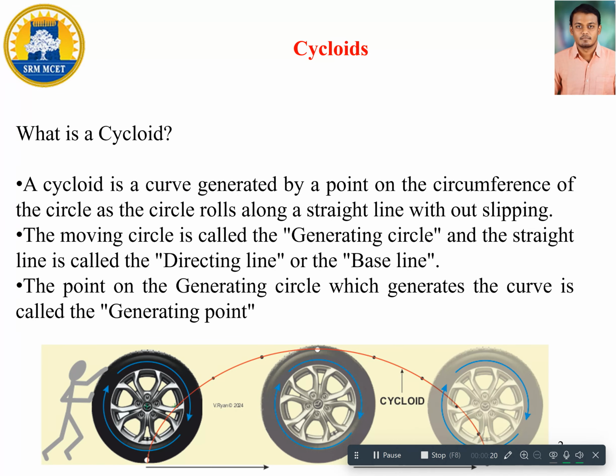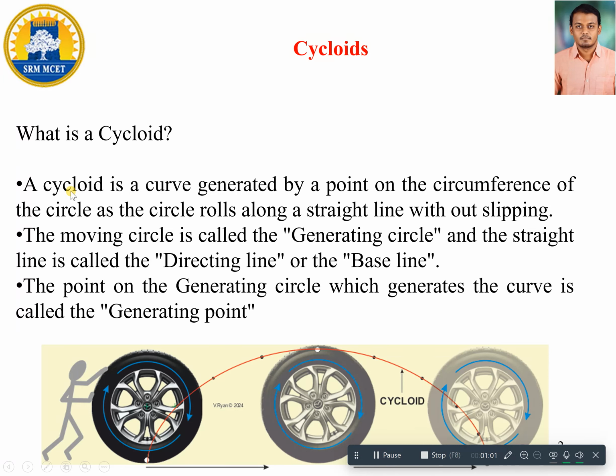What is meant by a cycloid? A cycloid is a curve which is generated by a point on the circumference of the circle as the circle rolls along a straight line without slipping. For example, if you take a small tire and mark a point at the lower end, let us assume this point as capital P, and if this tire is allowed to move for one complete revolution, that is 360 degrees, and I trace the position of this point along the rolling tire, then after joining all these points I will be able to generate a curve which is nothing but a cycloid. So this is the definition of cycloid.